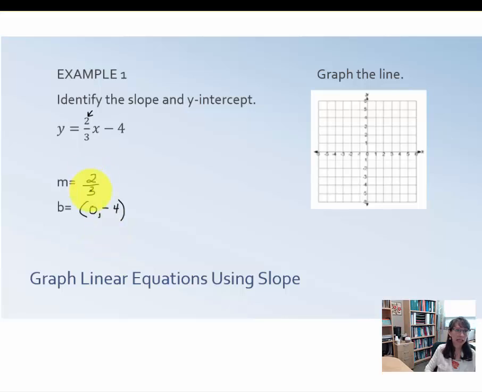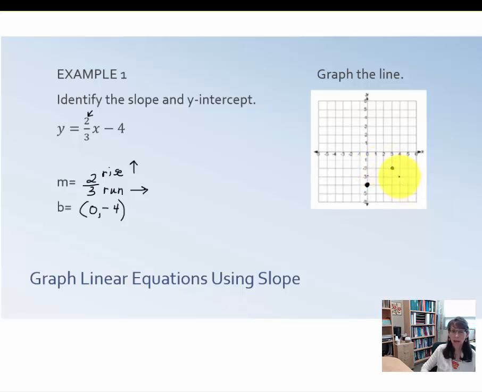So in order to graph the line that has a slope of 2/3 and a y-intercept of (0, -4), we start by plotting the y-intercept, (0, -4). From that point, we would rise and run according to what the slope says. The slope says 2/3, so we have a rise of 2, which is a positive number, so we're going up 2 units. 3 is the run, and that will go to the right. So we start at our y-intercept, go up 2 units, and to the right 3 units.